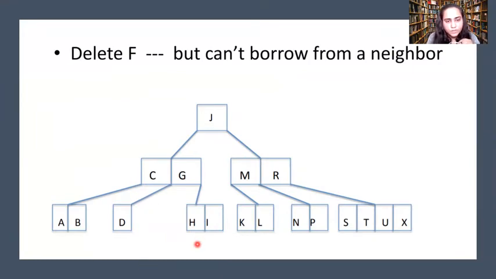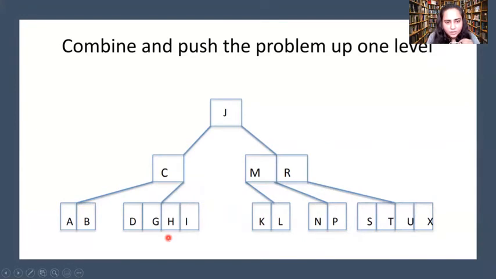The reason for that is because if I take G from the top and put it here, then H has to take the place of G, and on the right side of H there will be only one node left. So I cannot do that. I cannot borrow from the neighbor anymore. So what do you do in that case? You try to merge the node. So you combine and push the problem up by one level.